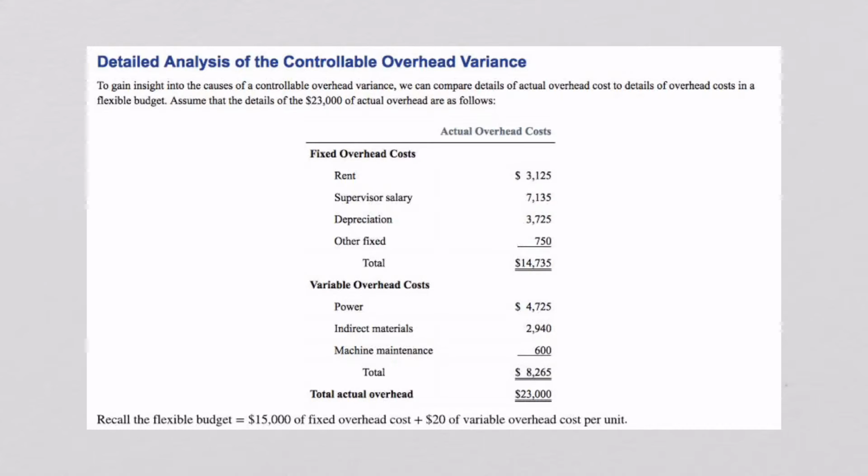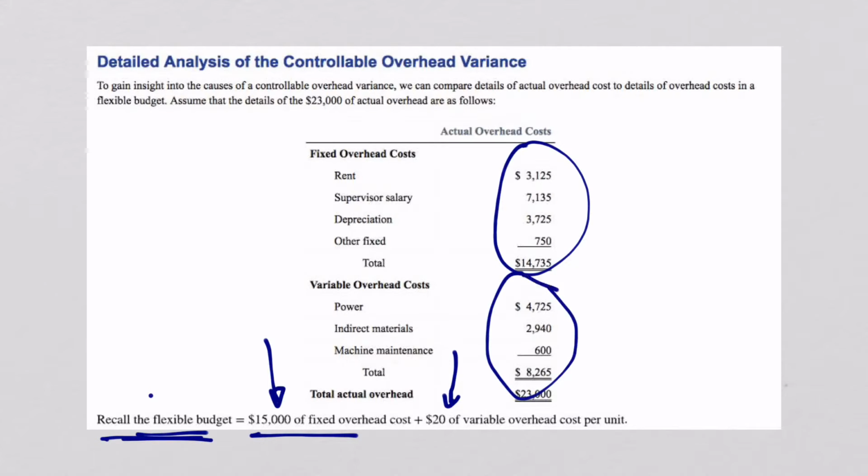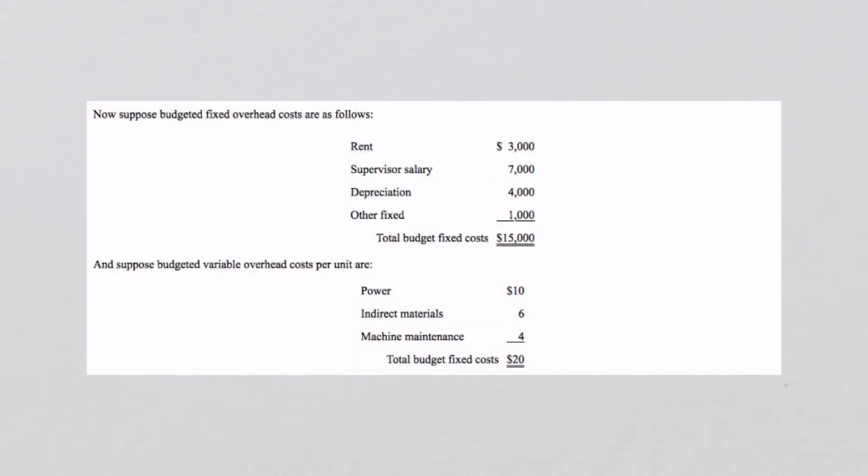And here's the actual overhead cost broken down by categories, and we're going to see those in a second compared to the flexible budget broken down by category. Again, notice that the facts are it's 15,000 fixed, $20 variable in the flexible budget. But the actuals came out like this. So you can already see some of the favorableness that the fixed overhead cost, which was budgeted at 15, came out lower here. So you can start to see that we're going to be looking at a favorable variance overall.